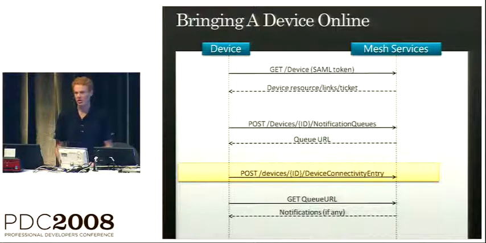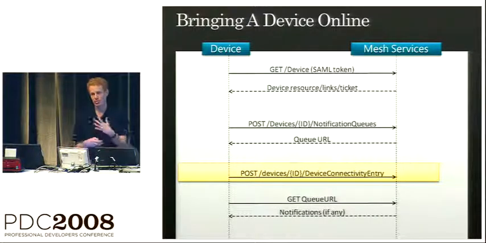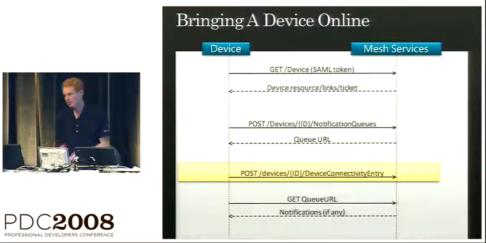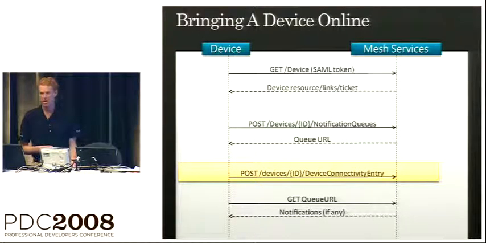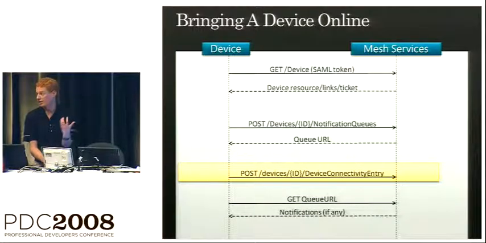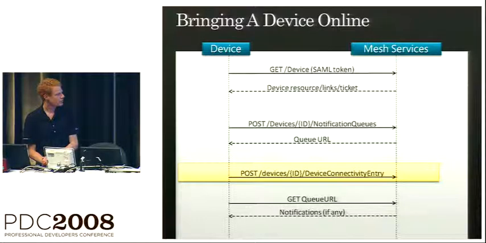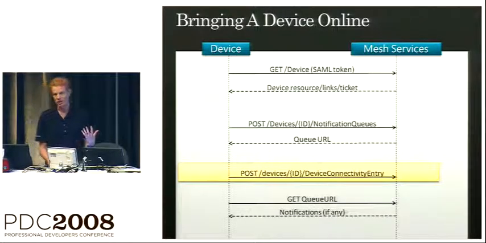There are some limitations on how it works today, but the model is you could post whatever properties you want up there. So you could say, I'm online, I'm ready for sync, I'm not ready for sync, I'm ready for remote TV recording, whatever it is you want to express. You post that up in the device connectivity entry. And once it's up there, anyone else in the mesh is now able to read that device connectivity entry. They're able to see what's happening there. So once that's done, now you're ready to get notifications.